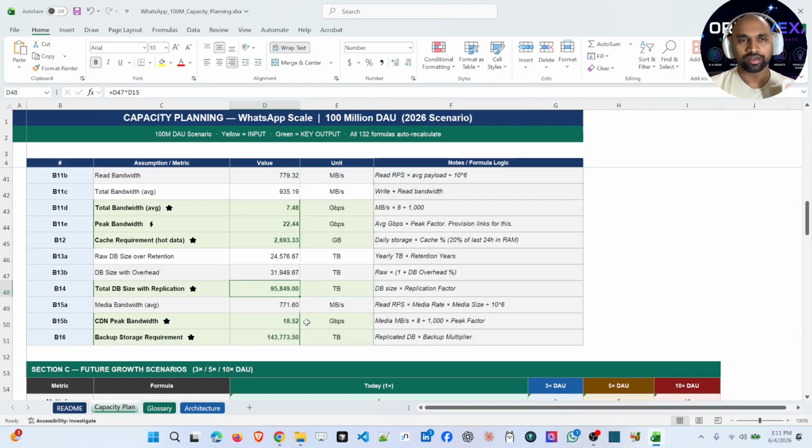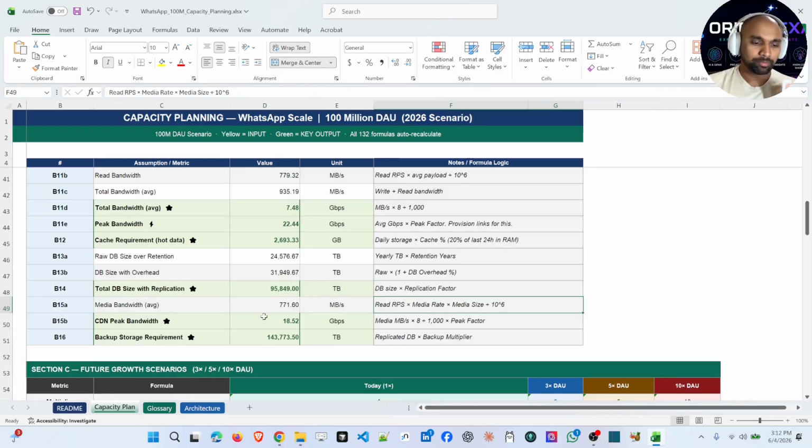This is how we are calculating this data set, because at each layer, as we go down the line, the complexity of the data storage increases, and the volume of storage we need to consider also increases. Media bandwidth is 771.60 Mbps, that we calculate as read RPS times media rate times media size divided by 10 raised to 6. We will get it in Mbps.